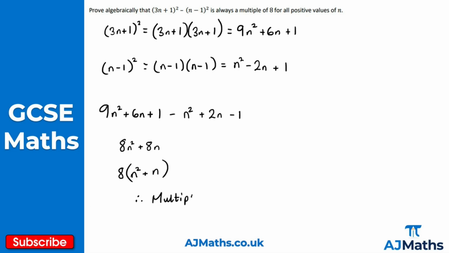Now clearly as you're working through these, alarm bells should be ringing if you get an expression that can't be factorized or you can't factor an 8 out. If I couldn't factor an 8 out here and we got to this part, then I know I'd probably done something wrong. So if you get something like that, just go back, double check your working. More than likely you've just made a tiny little mistake. But there we go. So that gives us our solution and shows that that's always a multiple of 8 for all positive values of n.